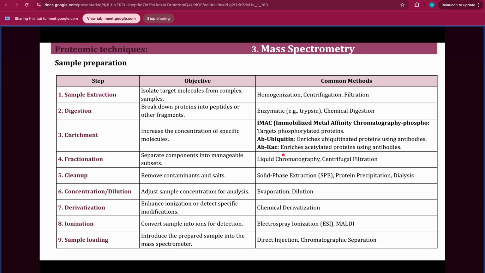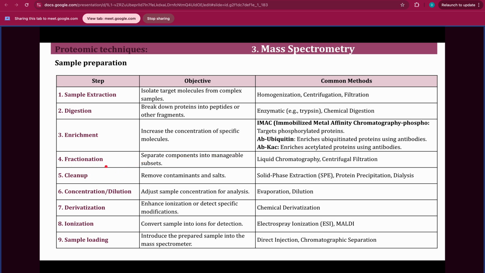Or I can also go for the antibody KAC. K is the short form for lysine, so acetylated lysine. For the proteins in which more acetylation is present, I can focus on those proteins by using antibodies specific to that acetylated lysine. In that way, in enrichment, I can increase the concentration of specific molecules using these techniques, quantify them, and remove other proteins which are not desired for analysis.